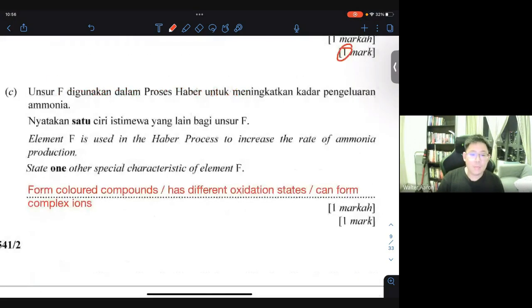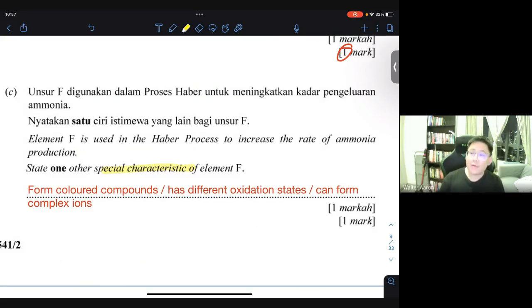Now next, element F is used in the Haber process to increase the rate of ammonia production. If you know your Haber process well, then you should know that element F is supposed to be iron. State one other special characteristic of element F. When they talk about this special characteristic, they're referring to the special characteristics of transition elements or transition metals.